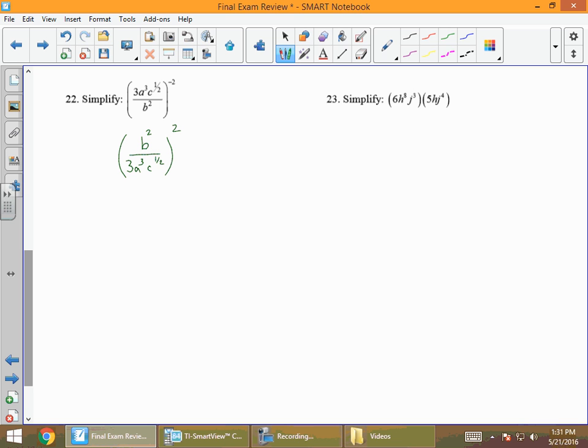And now I'll distribute down this outside 2, this one right here. I'll take this and we'll distribute that in. So my b squared is actually b, 2 times 2 is 4. 3 is on the bottom. It has a power of 1 right now, so 1 times 2 is 2. A, 3 times 2 is 6. And C, 1/2 times 2 is 1. And clean up what we can clean up. B to the 4th. 3 squared is 9. A to the 6th, C.